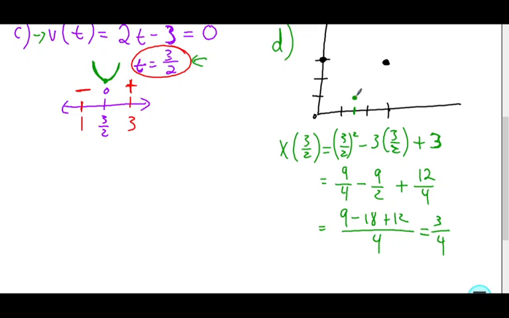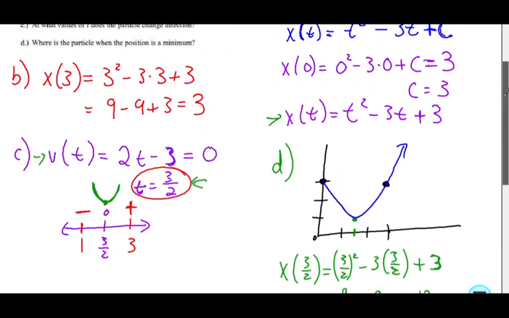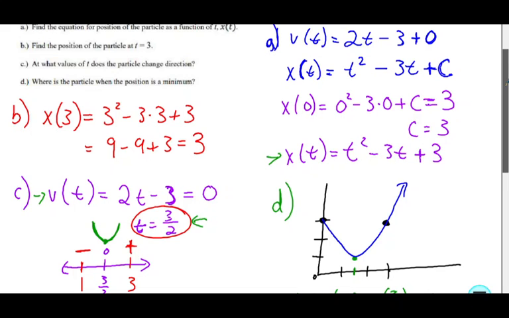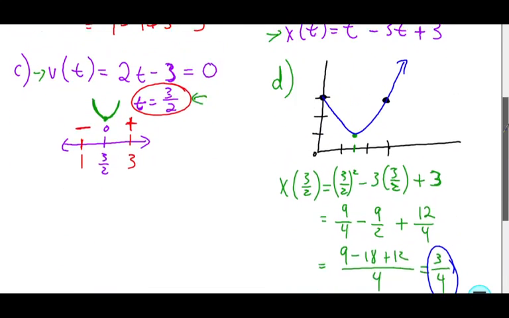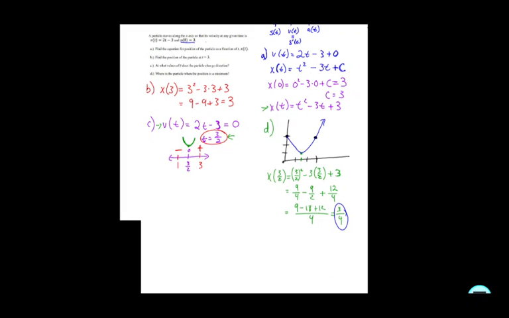So when time is 1.5, my position is 3/4, which means my position graph looks like this, which makes sense because position is quadratic. This is my position at time 3/2, and that's what they're asking. It says, where is the particle when the position is a minimum? The particle's at 3/4. So this problem looks like it's about velocity, position, and acceleration, but what it's really about is first derivatives and their functions and how they relate. And that's the most important part: you have to know that basically they're asking the same thing.